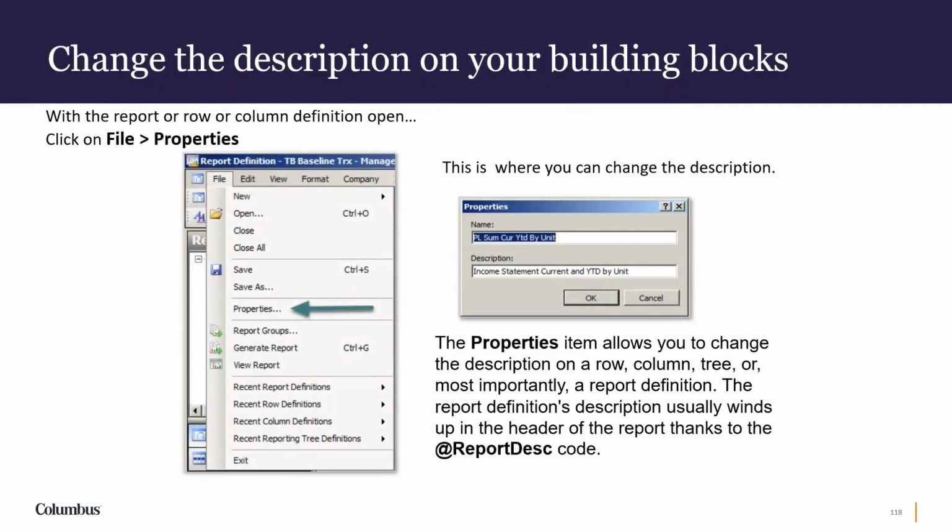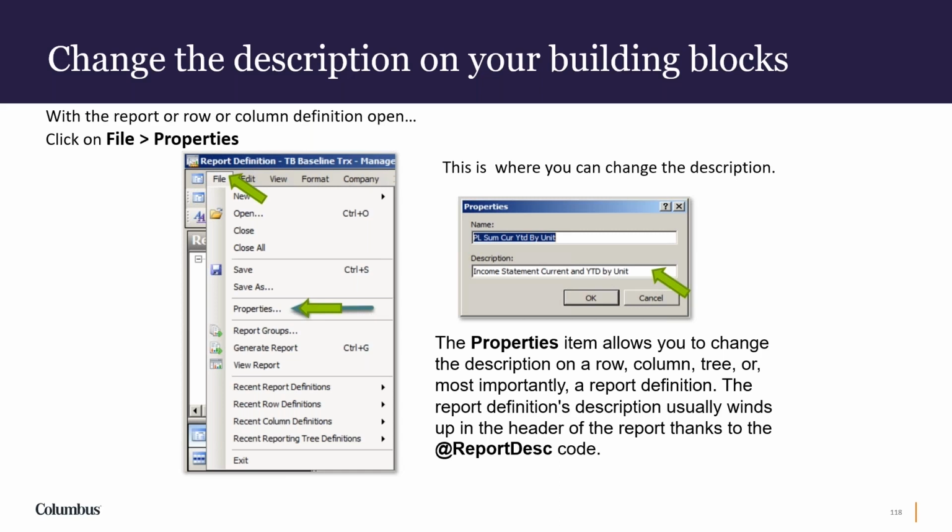Change the description on your building blocks with the report, row, or column definition already open. You would click on the File and then Properties to allow you to change the description on a row, column, or tree, and most importantly on a report definition after a report may have already been created. The report definition description is probably the most helpful because it usually winds up in the header of a report when you use the at REPORT description code, so at report description code. I like to use this code in the header of my reports as the report title.